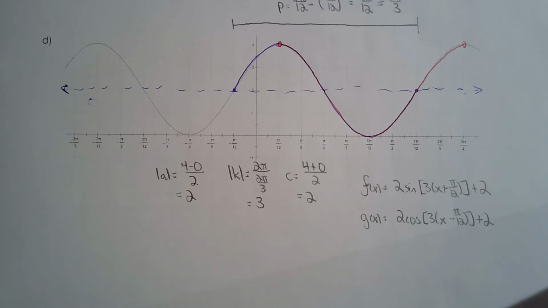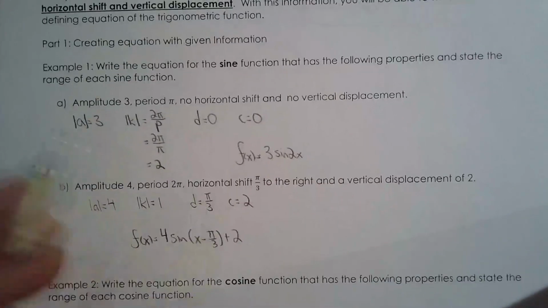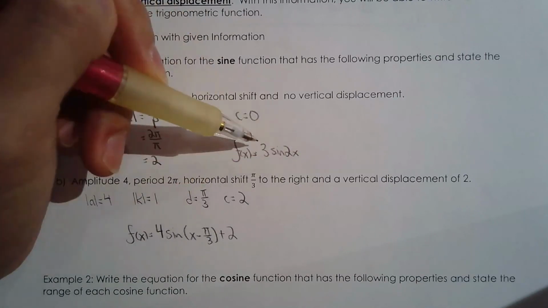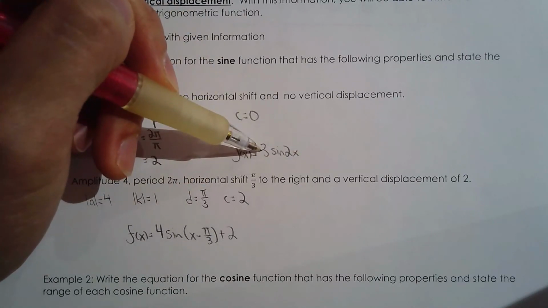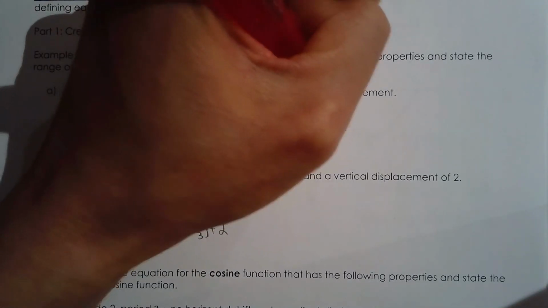And that's it. And as I was doing these questions, I realized I skipped something from the first page. On the first page, not only did they ask me to write the equation, they asked me the range. So I'll just quickly do that. So the middle is 0, amplitude is 3, so max is 3, min is negative 3. So the range is equal to negative 3 to 3.